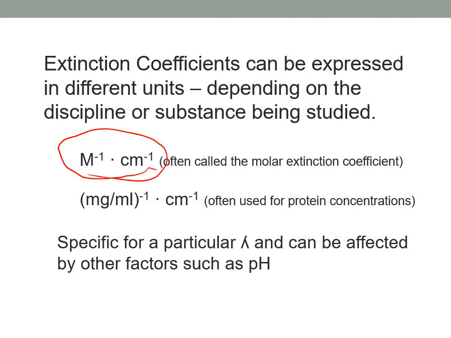Another thing to know about extinction coefficients is that they are very specific to a given wavelength. So when you look up the extinction coefficient for a given substance, you also need to know what wavelength was used to derive that extinction coefficient, and it's also influenced to some extent by pH. So you'll need to know the pH at which that extinction coefficient was measured. For our purposes, it's most common to have pH of 7 or very close to 7 when determining the extinction coefficients, but it's something to be aware of.